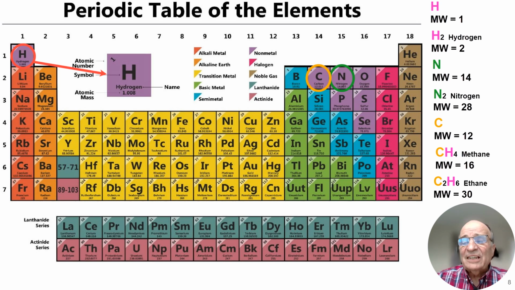Now, if we combine some of these elements together, let's combine one carbon atom with 4 hydrogen atoms. We get CH4, which is methane. And what's the molecular weight of methane? It's 12 plus 4 hydrogens. That gives me 16. Now, in reality, it's 16.004, but we've rounded it off to 16. Let's say ethane. Well, ethane would be C2, which is 2 carbons at a molecular weight of 12 each. So that's going to be 24 plus 6 hydrogens. So it's 24 plus 6 gives me a molecular weight of 30.